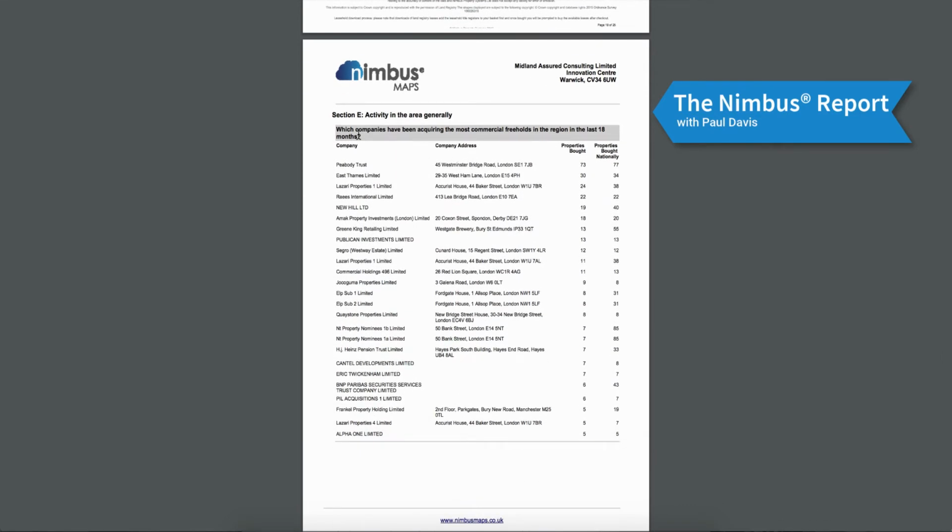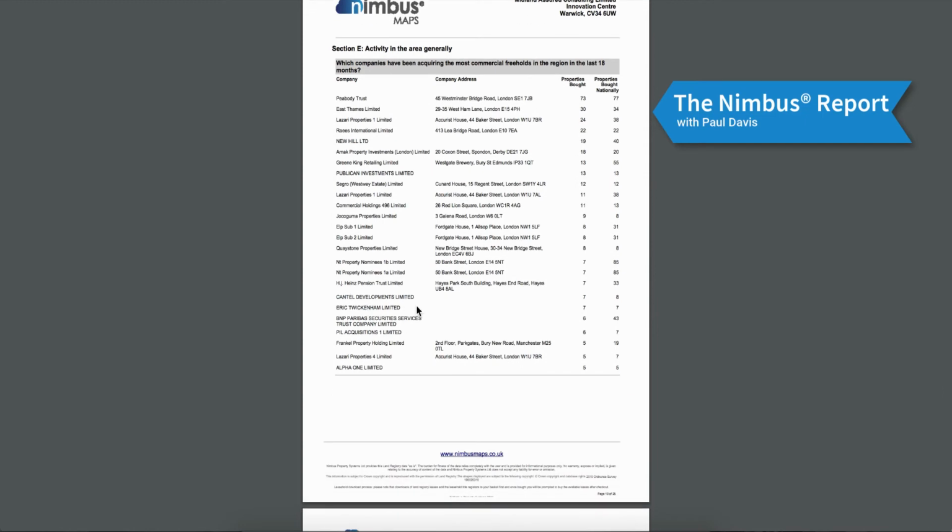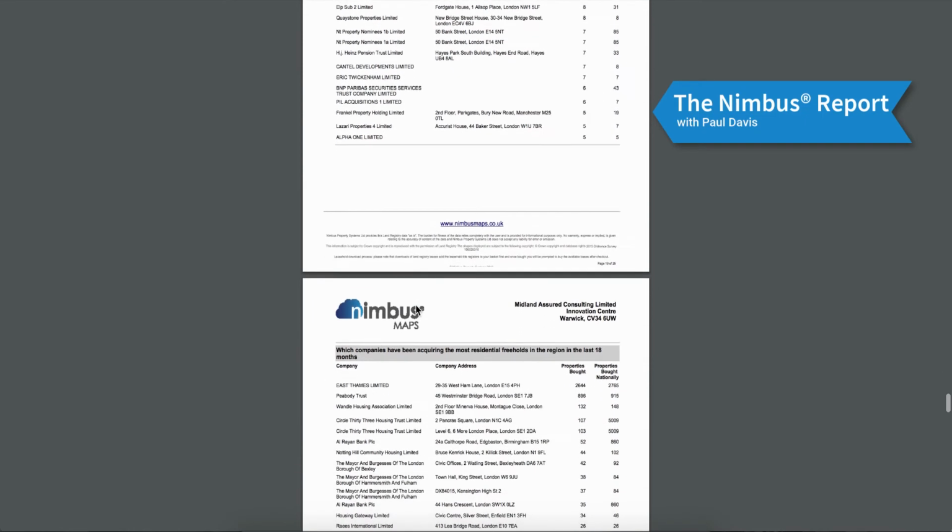So the first section of Section E shows us the commercial freeholds bought in the region in the last 18 months, who's bought the most in that region, and then how many of those companies also bought nationally. And that just gives you a little schedule of those key movers and shakers. If I'm going to be active in a particular area, then there's probably a number of names on here that I should be looking at, with some of those active companies.